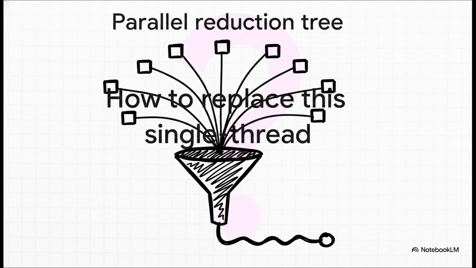So I want to leave you with a provocative thought. As your skills evolve, how are you going to push these algorithms even further? How will you replace this single thread bottleneck with a fully parallel reduction tree in your next build? Keep that in mind as you continue exploring CUDA.